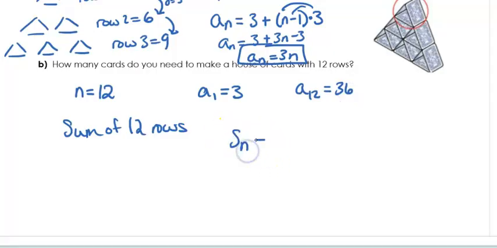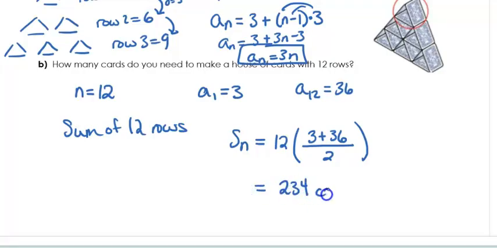So since we want the sum, and it is a finite sequence because it does have an end, you do n times, and then in parentheses you have A1, which is 3, plus 36, which is the last row, the 12th row, divided by 2. And you're welcome to use a calculator for that, and you get 234 cards. So if you built a house of cards that had 12 rows, you would need 234 cards to do so.